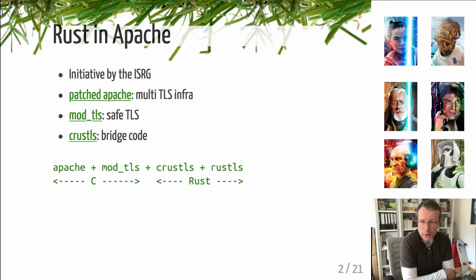The whole setup, as you can see, is we have Apache, which loads, like any other Apache module, modtls, and that incorporates Rustls. It's a C API on top of Rustls. So you have the C world with Apache and the module, and the Rust world then with Rustls.